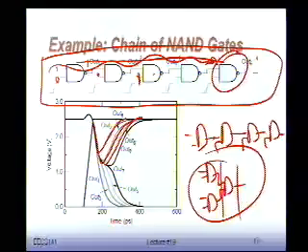But at the same time, you have to be careful because you also increase the capacity if I put more inverters in there. But that's a different story. So it's a trade-off game. Okay? So that's the glitching thing.